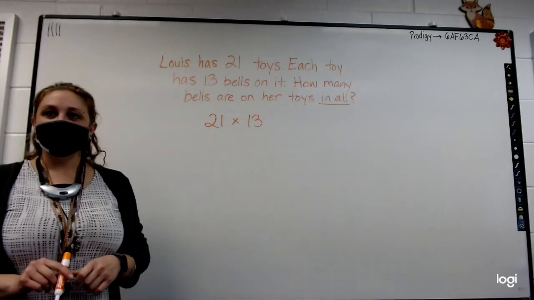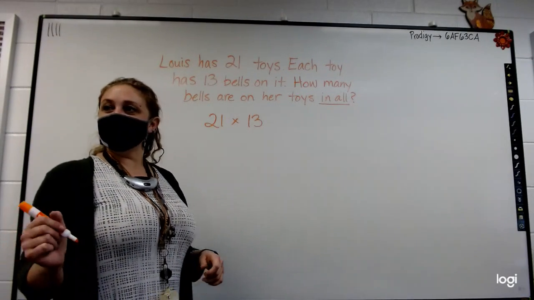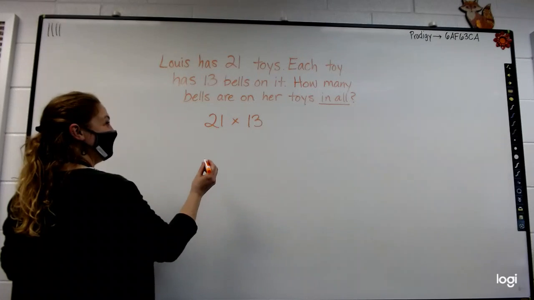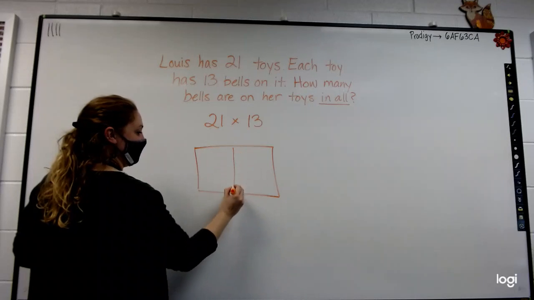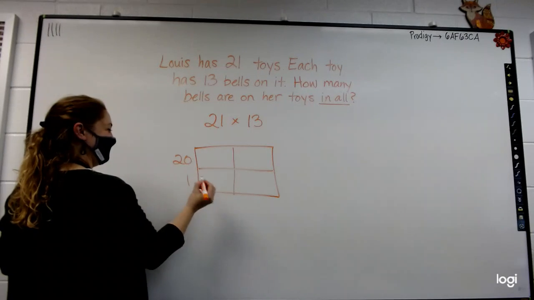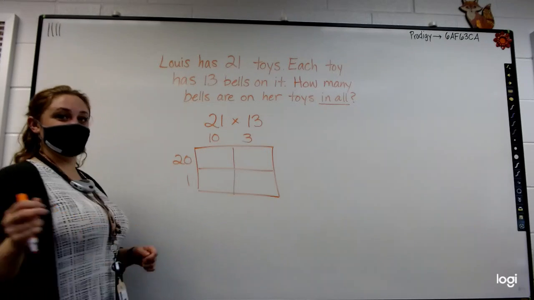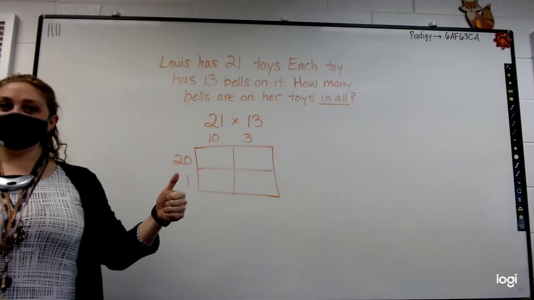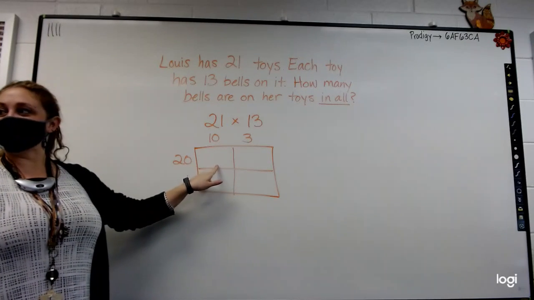Okay. Can someone tell me how we get started? Most of you in class are about finished. Josiah? Make the box that looks like a window. Okay, and then put 20 and 1 on one side, and then 10 and 3 on the other. All right, we all good so far? Is that what we all did? Hope so. Okay, who can tell me what value goes in this box right here?